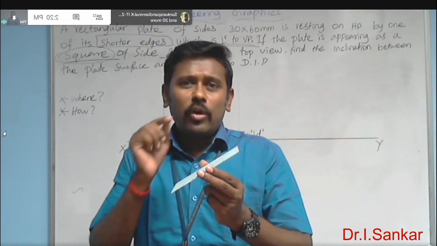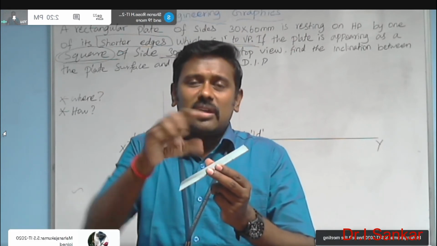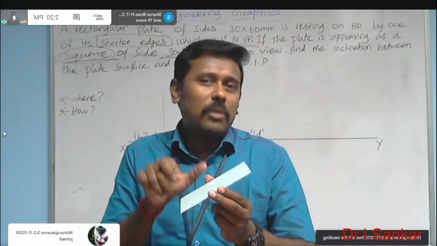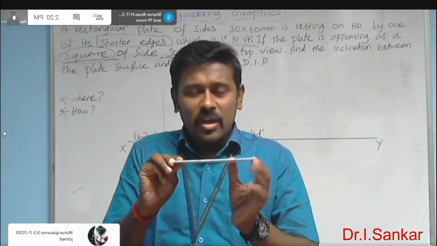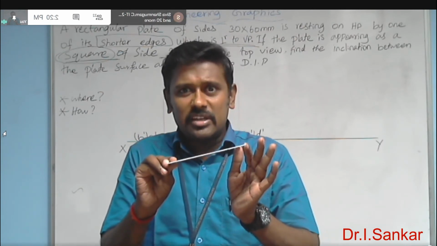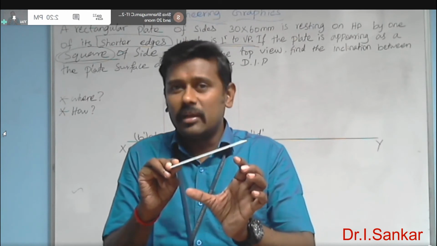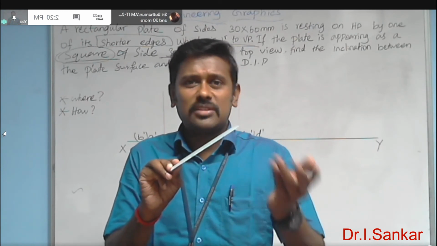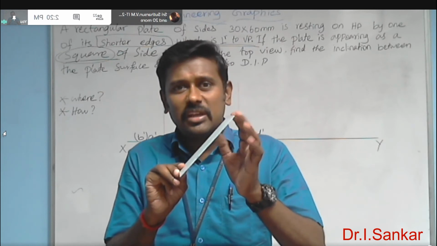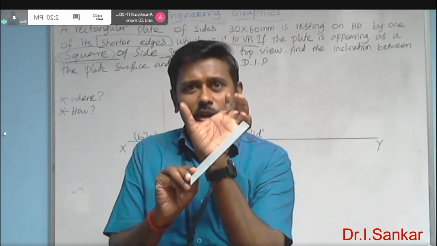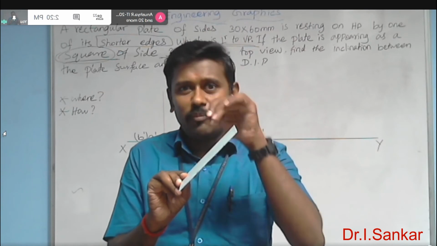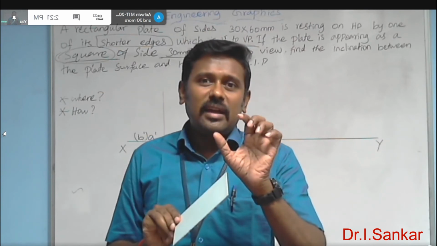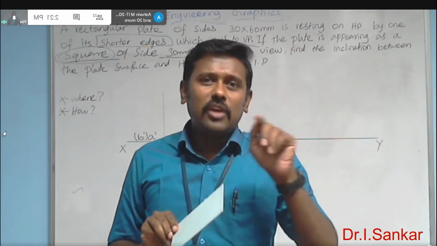Actually, the length is 60 mm. When you include 1 degree inclination, the 60 mm may become 59 mm. In that way, at 2 degrees, this will be 52 or something else. In that way, at some degree, the length will be equal to 30 mm in top view. That inclination is what we are going to find.